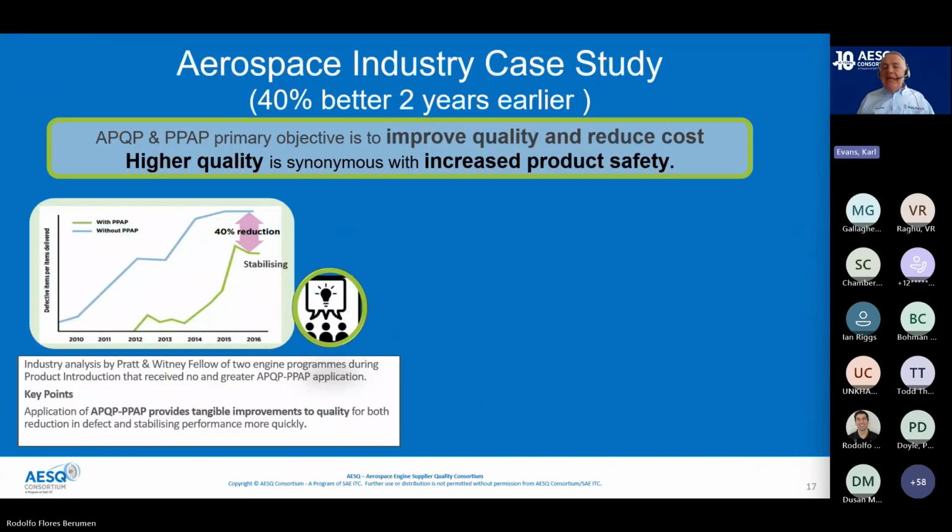So before breaking down the various components of APQP and talking about it in a more simplified way, I want to start with the point of, first of all, why? What does APQP give us? There's various pieces of information you can find if you go searching the internet. One I find really useful is a really good industry paper written by a fellow from Pratt & Whitney, and what it poses is a comparison between two engine programs, one where APQP and PPAP has been applied, and one where more traditional methods are being deployed.